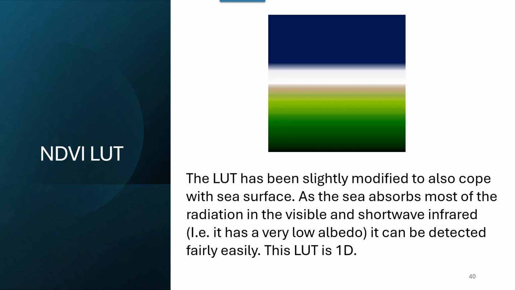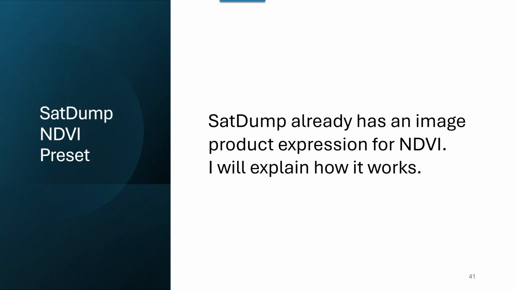And this LET has been slightly modified to also cope with sea surface, as the sea absorbs most of the radiation in the visible and shortwave infrared. And that is, it has a very low albedo. It can be detected fairly easily. And this LET is a 1D LET. SatDump already has an image product expression for NDVI, and I'm going to explain how it works.